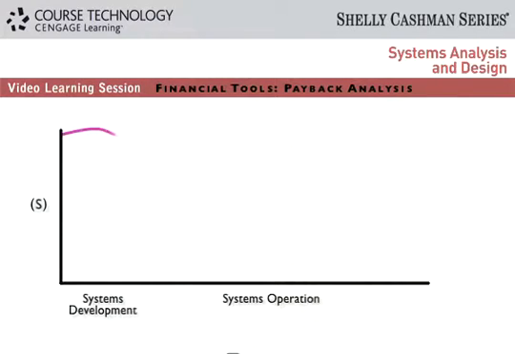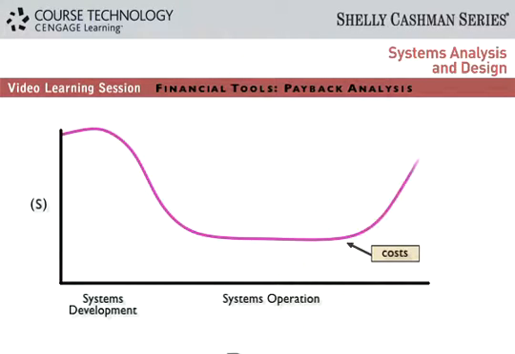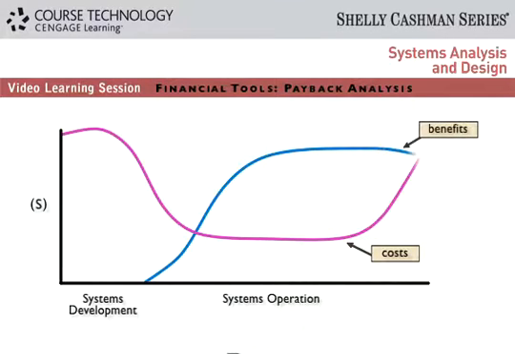Costs are high during systems development, then they usually decrease and flatten out. They tend to rise again toward the end of the system's useful life. Benefits increase as soon as the systems become operational, then remain relatively flat. The graph shows changes in costs and benefits over time. But to find the payback period, we need to work with cumulative costs and benefits. That requires a different calculation, as you'll see.